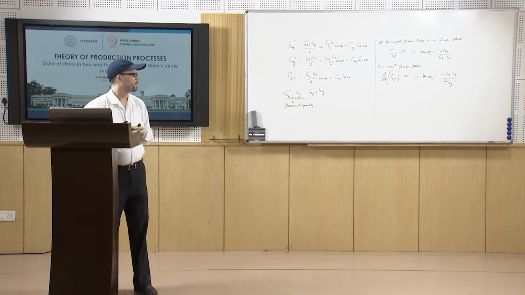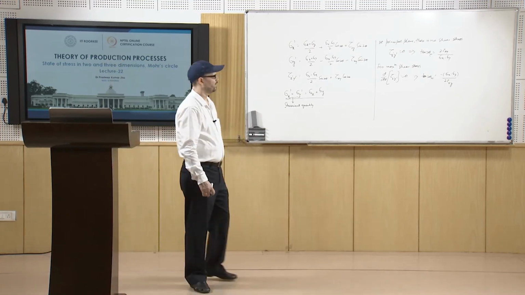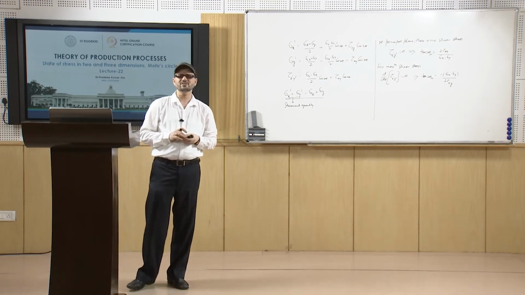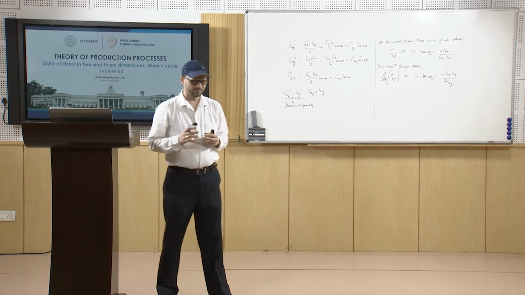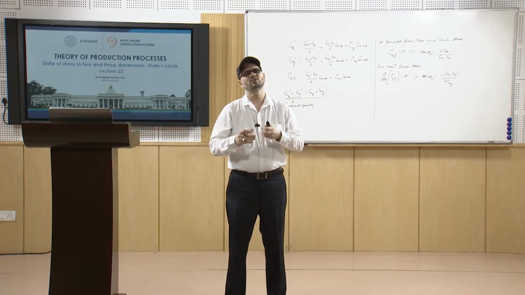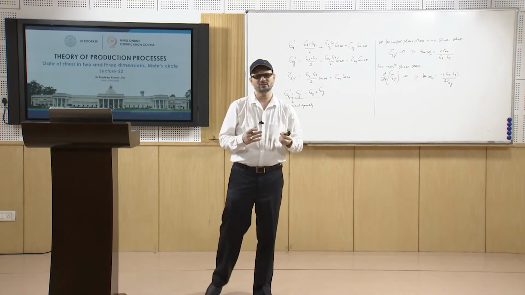This is how you can find the state of stress in the case of 2 dimensions. Now, we will discuss the 3-dimensional state of stress. In the case of 3-dimensional stress, you will have the 3 components sigma x, sigma y and sigma z. Similarly, you have tau xy, tau yz and tau zx.